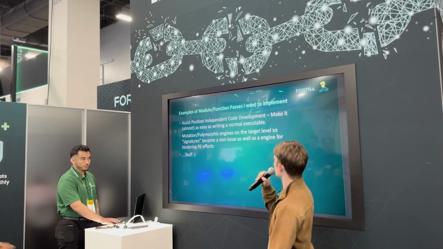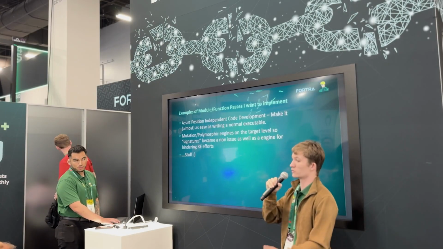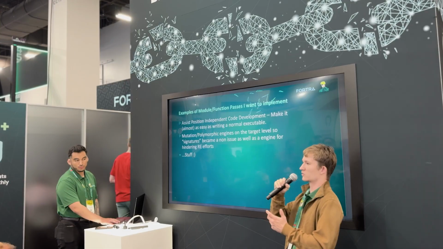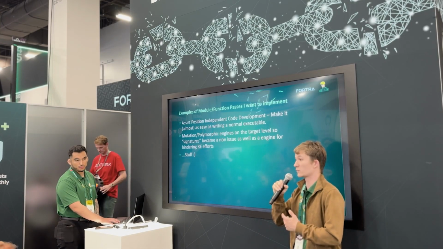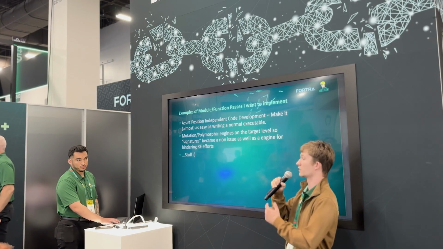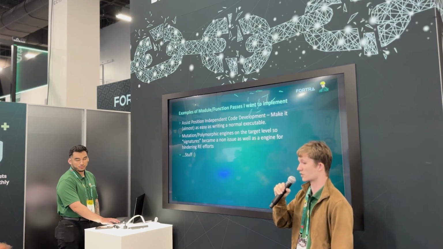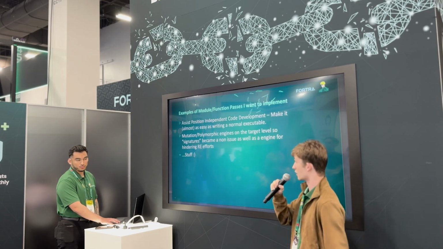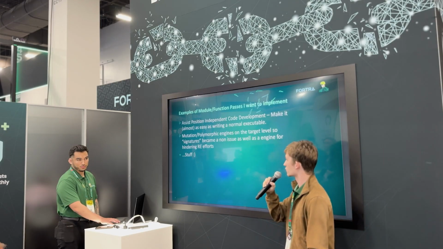And then one of the other things we're exploring is, for example, a mutation and polymorphic engine on the target level, so that signatures essentially become a non-existent issue to us. Like I mentioned before, using a module function pass and inserting junk code, opaque predicates, something to also hinder the efforts of defenders as well as other competitors from being able to easily decompile and reverse engineer our capabilities, so that we can last a little bit longer. There are other things I want to eventually get into, but unfortunately we can't get into that now.